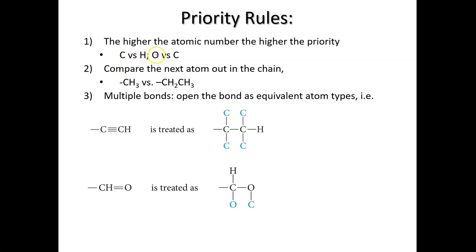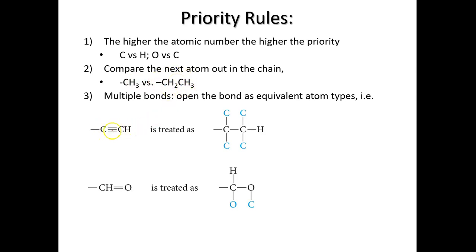Oxygen has a higher atomic number than carbon, so it has a higher priority. If you have to go to the next atom in the chain, that will also have a higher atomic number. So if we have a methyl group, we might have to go down the chain further. Here we have carbon attached to 3 hydrogens. This carbon is attached to 2 hydrogens and 1 carbon. So as we go down the chain, this carbon has a higher priority than one of these hydrogens. So this compound has a higher priority.